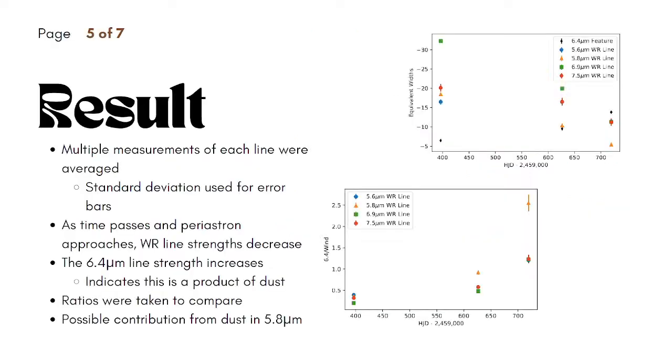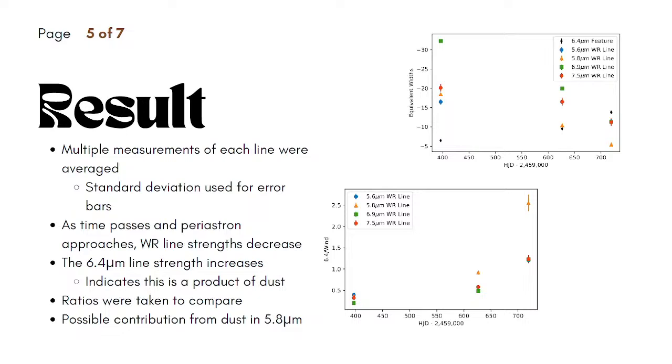And these were the results that we ended up getting. So this top plot is showing all of the equivalent widths. The colorful symbols are the known WR lines. As you see, as the continuum increases, these are actually decreasing in strength, while the 6.4 micron, which is the black dot, is increasing. So we can conclude that this is in fact due to dust.